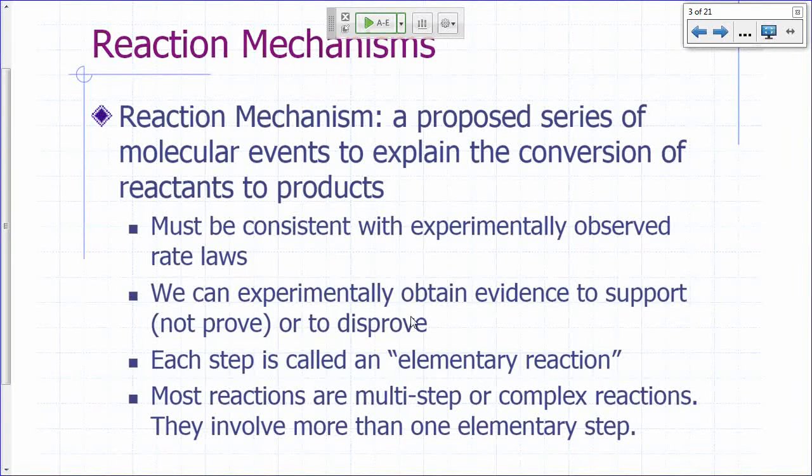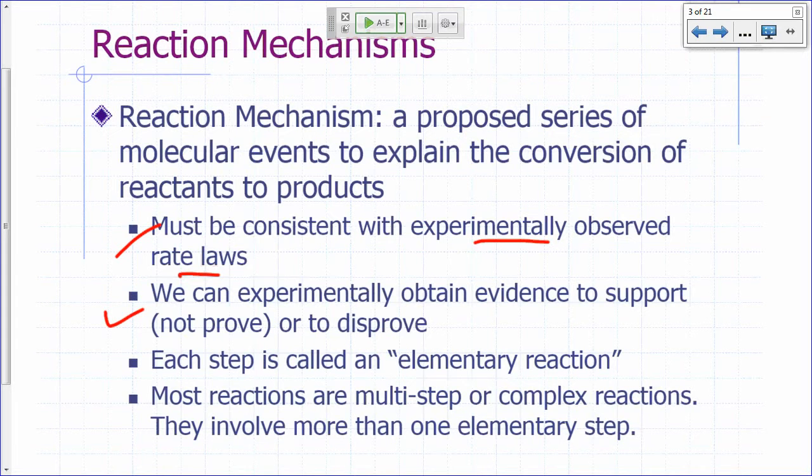What's a reaction mechanism? It's just a series of steps of molecular events, so things happening at the molecular level that will explain how your reactant molecules are converted into product molecules. Okay? And like I said, it has to be consistent with the experimentally observed rate law.